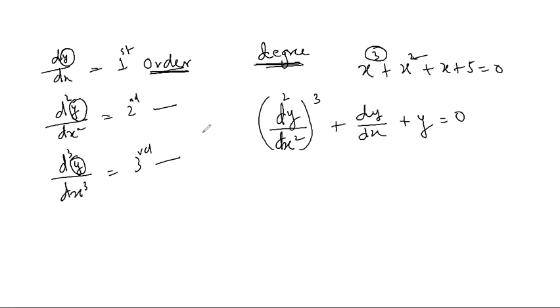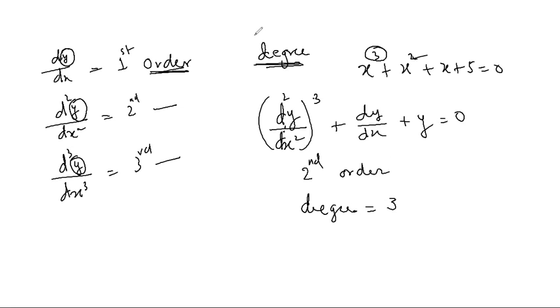What is the highest order? How many times y is differentiated? Second order. The second order. Now what is the degree? 3. Why degree is 3? The power of the highest order derivative is the degree.